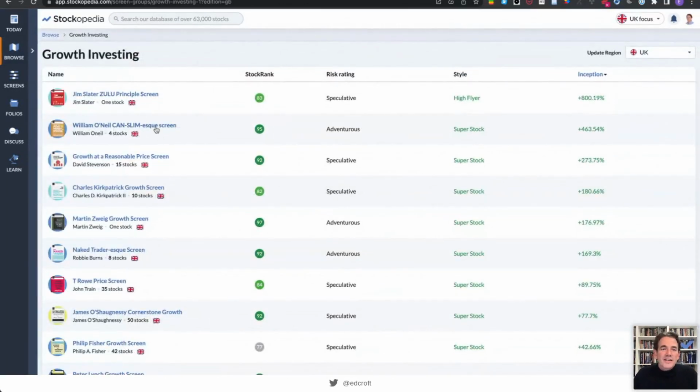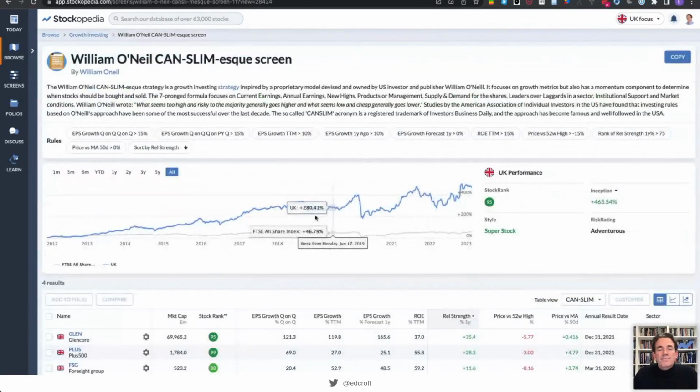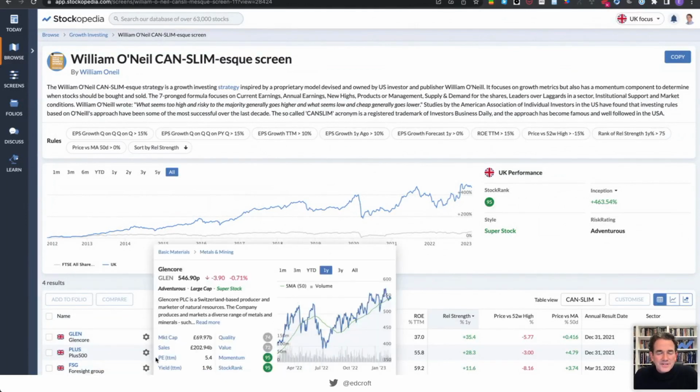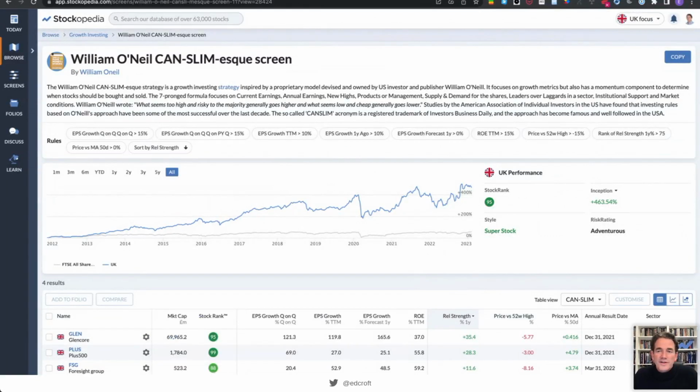We do occasionally have an issue. Let me just have a little look here at the Bill O'Neill screen. There are only 3 stocks that qualify for this, and actually they're all 4 stocks. Sorry, very high. They're actually very high stock ranks. Very unusual. SureServe, Foresight, Plus500, and Glencore. Glencore's massive. It's kind of crazy that it's qualifying for this screen.